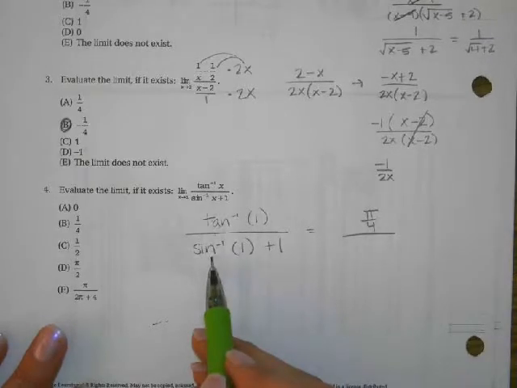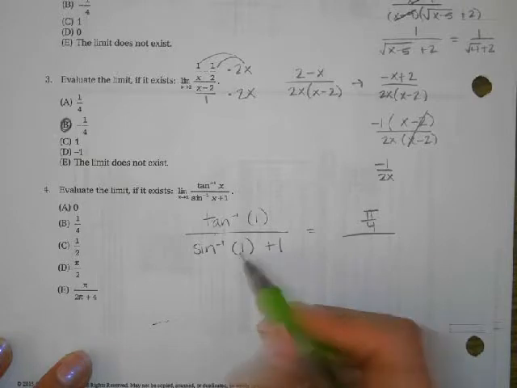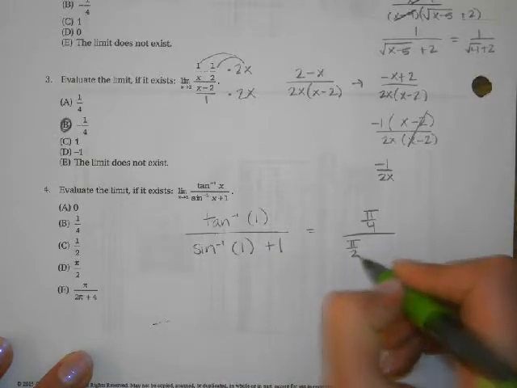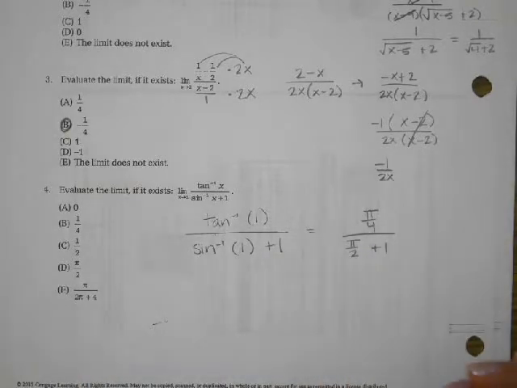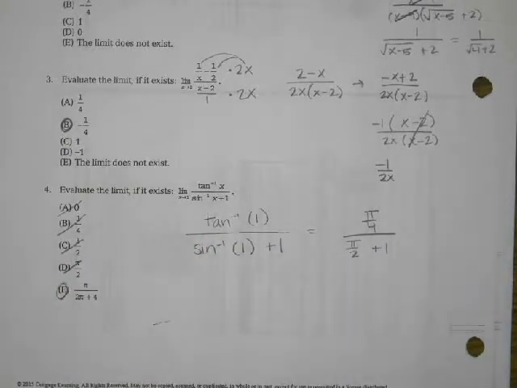If I look on the unit circle and I have a y coordinate of 1, what's the angle there? Pi halves. Plus 1. Now, you don't even have to simplify the problem. We already know what the answer is, because it can't be any of the other ones, right?